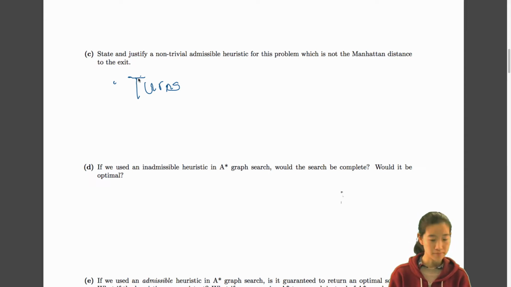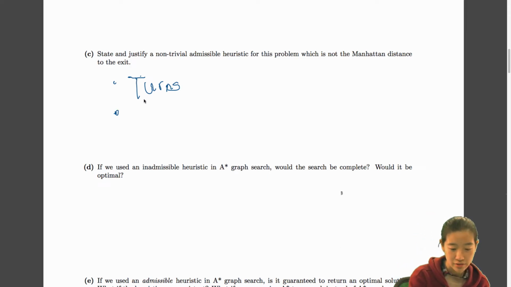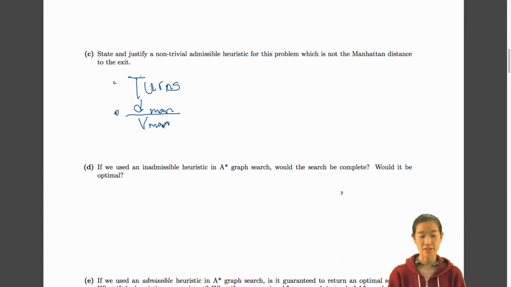Now, let's make one that's slightly better than that. For example, we had an issue with our previous heuristic, which was that it overestimated because it did not account for speed. So what can we do? We can directly account for it. We can use the Manhattan distance divided by the maximum velocity, which will always be an underestimate of the true number of time steps required to get to the goal.